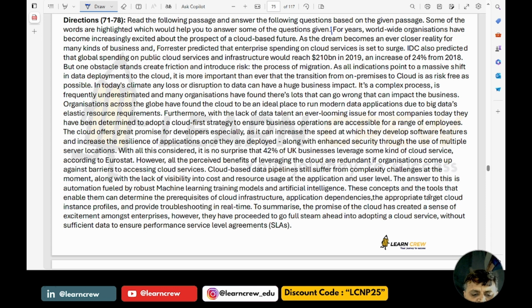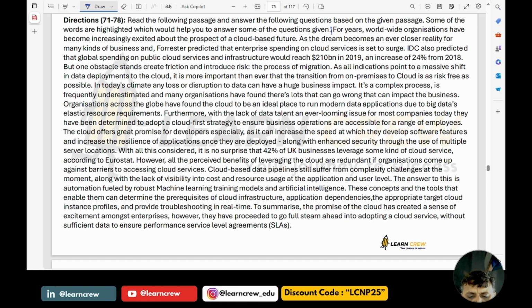With all this considered, it is no surprise that 42% of UK businesses leverage some kind of cloud service according to Eurostat. However, all the perceived benefits of moving to the cloud are redundant if organizations come up against barriers to accessing cloud services. Cloud-based data pipelines still suffer from complexity challenges at the moment, along with the lack of visibility into cost and resource usage at the application and user level.